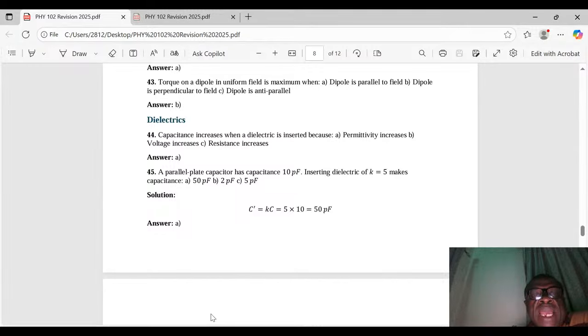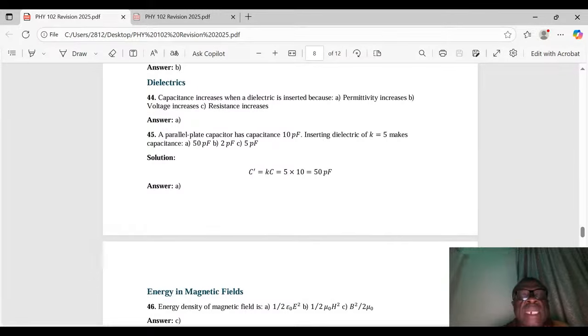So can the dielectric 44, the capacitance increases when the dielectric is inserted because A, permittivity increases, B, voltage increases, C, resistance increases. The correct answer is A, when permittivity increases.